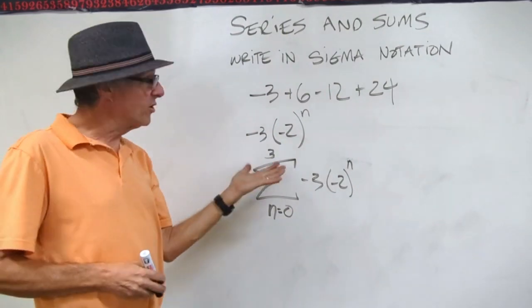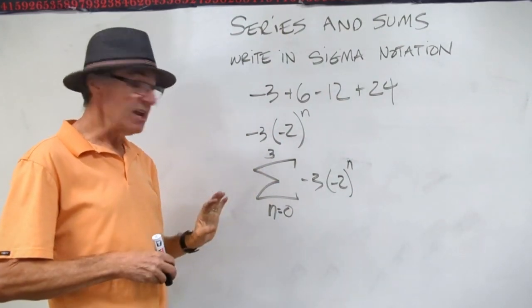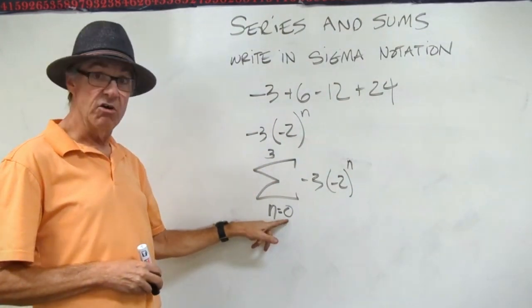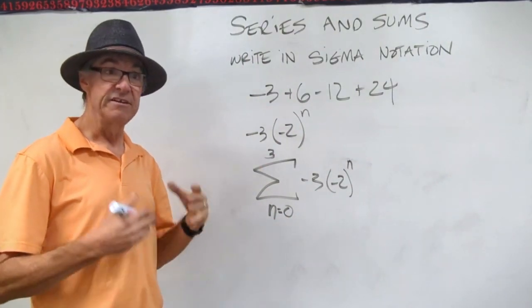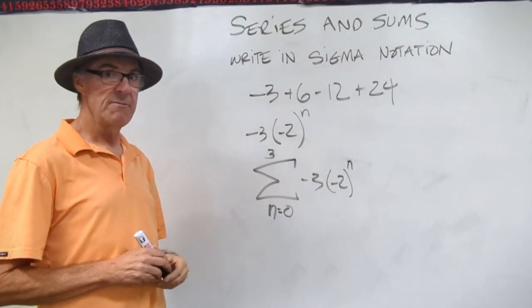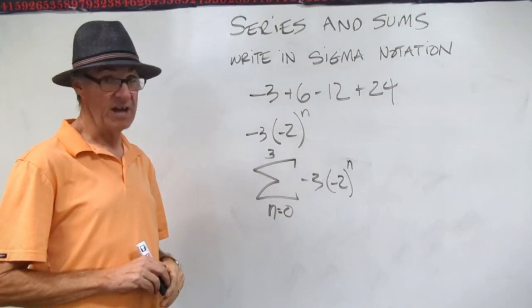So that last formula in the previous example could have been done a little differently by starting on 0 instead of starting on 1. So these are equivalent, and if I grade you, I'm going to give you the same amount of points as long as yours is correct.